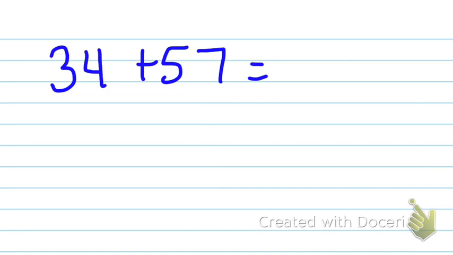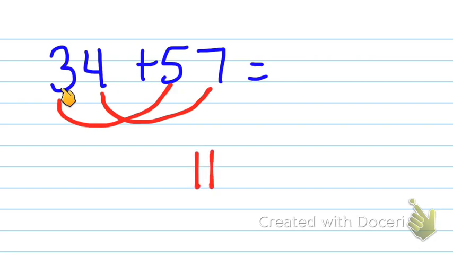Alright, boys and girls, 34 plus 57. I'm going to add my ones first and then my tens. So 4 plus 7 is equal to 11. 3 plus 5 is equal to 8. But since it's in the tens place, the value is 80. So 80 plus 11 is equal to 91.